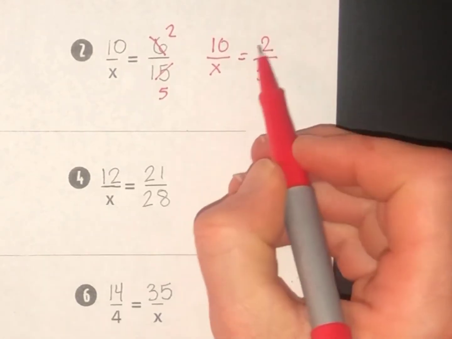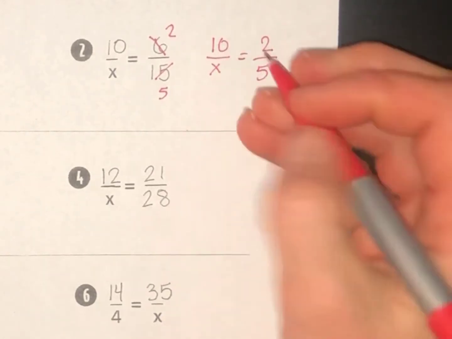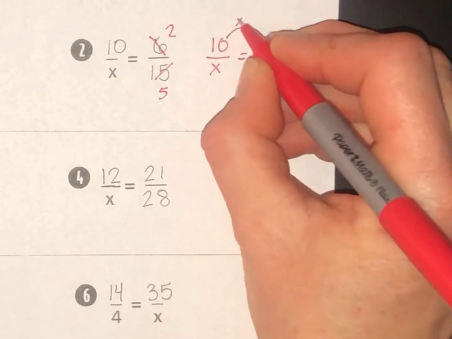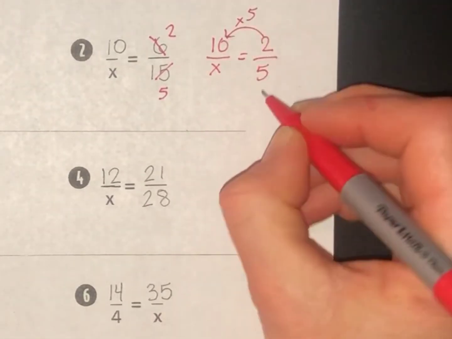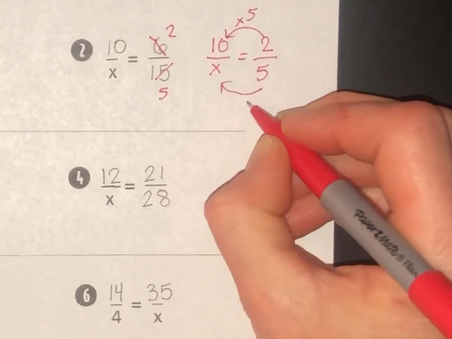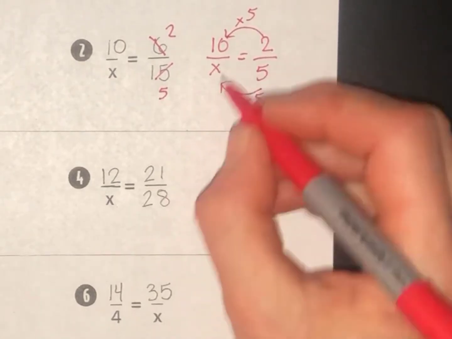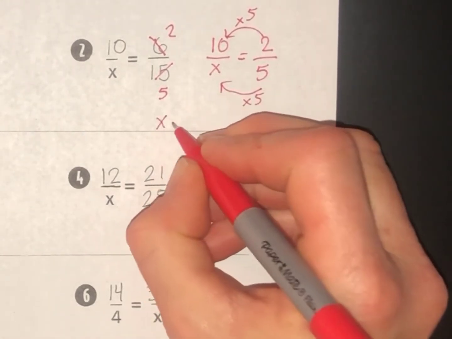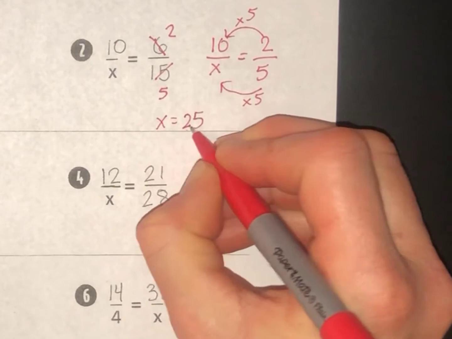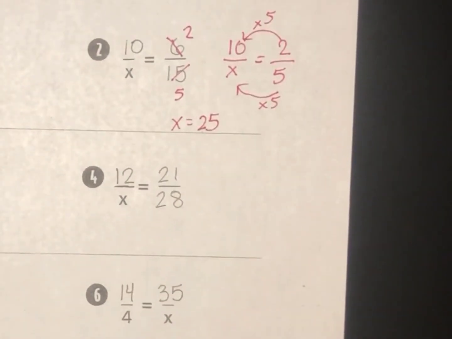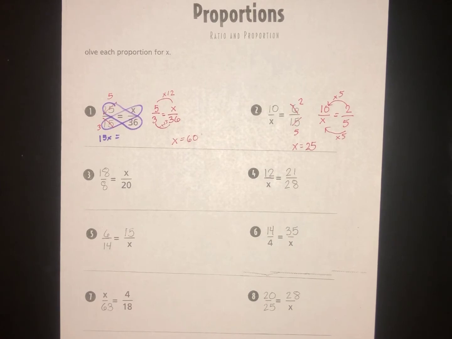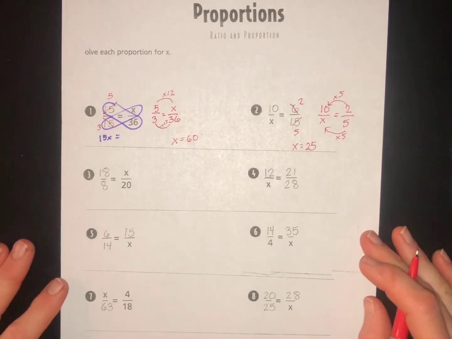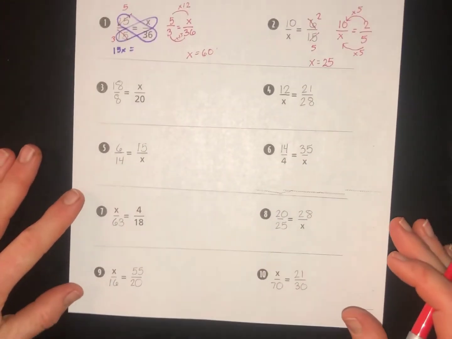It's obvious that multiply by 5 to go from here to here. So 2 times 5 is 10, going that direction. So 5 times 5 would give me 25. So x equals 25. That was a nice, easy one. Let me look here. It seems, honestly, you can reduce every single one of these. It doesn't usually work out that nicely.